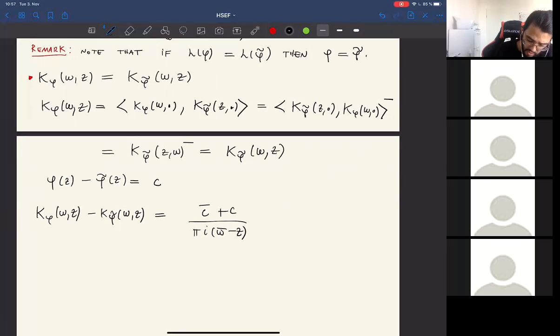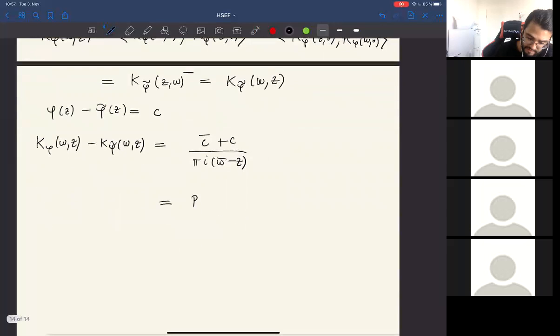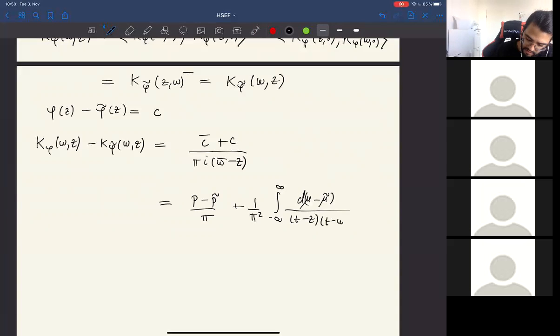But we do know that this also has this representation in terms of integrals, which is due to problem 5. So this would be p minus p tilde divided by pi, plus 1 over pi squared, integral from minus infinity to infinity of mu minus mu tilde divided by t minus z and t minus w bar, where again mu represents phi and mu tilde represents phi tilde.